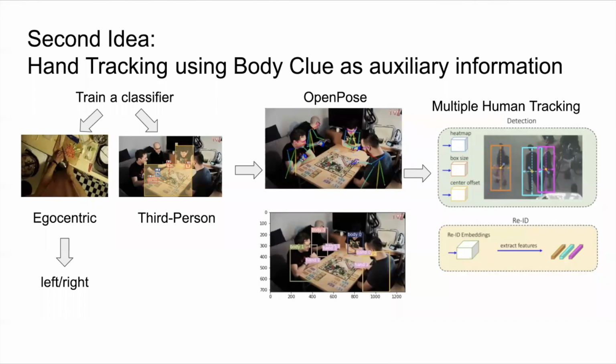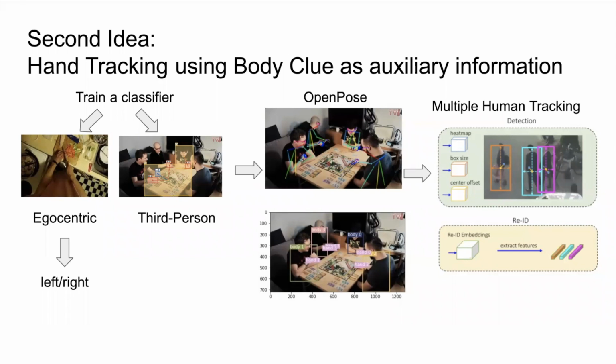In the simple baseline, we find it is hard to track a hand when it moves widely. But the human body is more stable. Inspired by this, we propose our second method: hand tracking that uses body cues as auxiliary information.